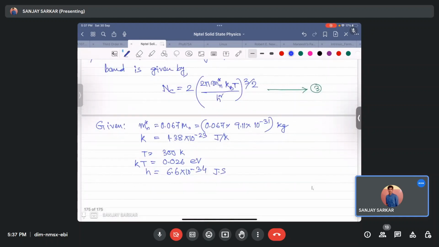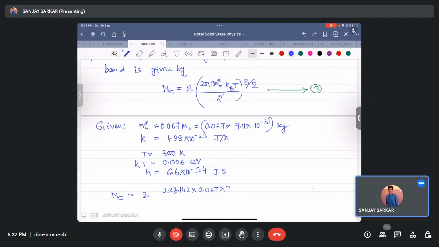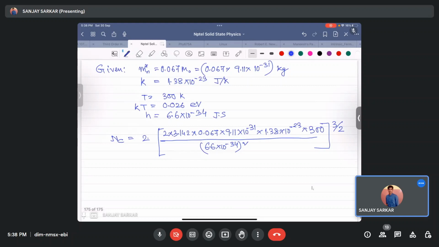Now you need to put all this down in equation 3. Then Nc will be 2 into 2 pi, 3.142, into mn star, which is 0.067 into 9.11 into 10 to the power minus 31, times kB, which is 1.38 into 10 to the power minus 23, into 300, divided by 6.6 into 10 to the power minus 34 whole square, because h square is in the denominator, and this to the power 3 by 2. Now please calculate this and let me know what value you are getting.